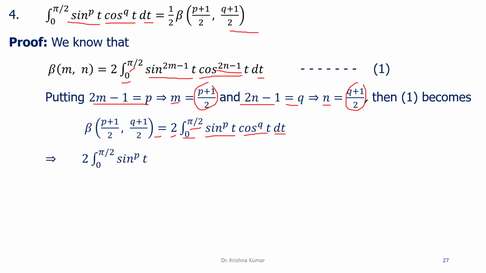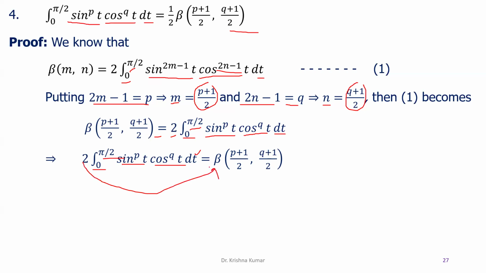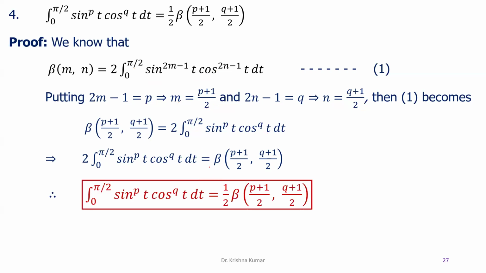So therefore, 2 times the integration of sin^p t cos^q t under the limit 0 to π/2 with respect to t is equal to beta of (p+1)/2, (q+1)/2. So let us replace this 1/2 over here. Then we have the desired result. Therefore, the integration of sin^p t cos^q t under the limit 0 to π/2 with respect to t is equal to 1/2 beta of (p+1)/2, (q+1)/2.